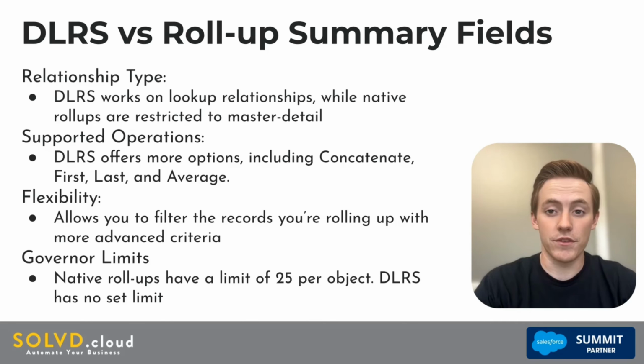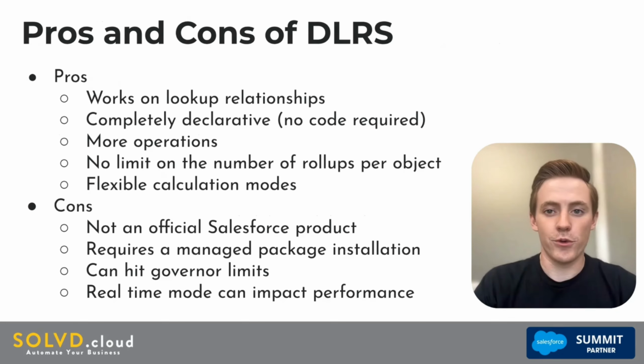And what about governor limits? Salesforce has a limit of 25 native rollup summary fields per object. DLRS has no set limit, giving you room to grow without hitting a wall. So it sounds great, but what are the pros and cons? On the pro side, it's a game changer for admins. It's completely free and open source, and it offers a level of flexibility that the native tool just can't match. On the con side, it's not an official Salesforce product. Instead, it's community supported. This means you won't get a support ticket from Salesforce if something goes wrong. Also, if you're not careful with your configuration, it can impact your org's performance.